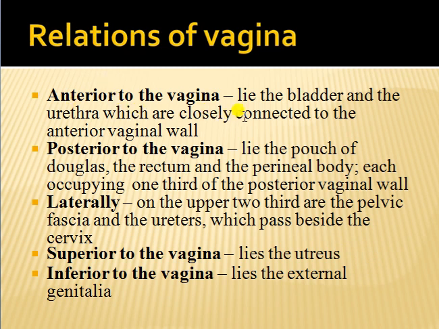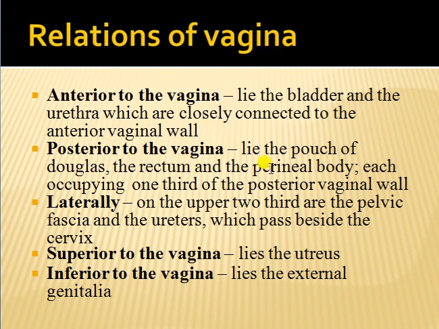Anterior to the vagina lie the bladder and urethra, which are closely connected to the anterior vaginal wall. See here, whatever organs are present, you know, the urethral orifice is also present in the external genital organs. We studied the vagina and urethral orifice, so automatically the bladder is also present anterior to the vagina.